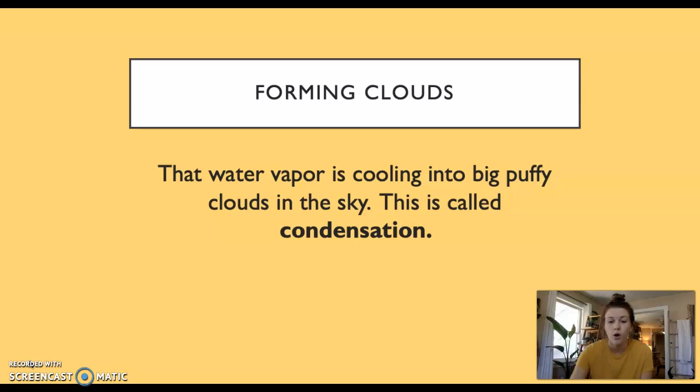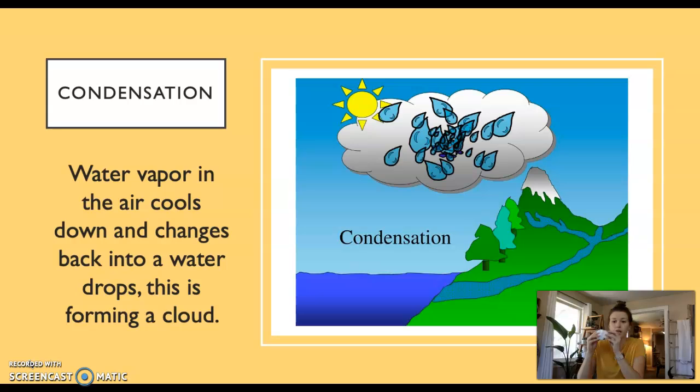And so when all that water vapor is rising up and it cools down in the air, it forms these little tiny clouds in the sky, and this is called condensation. So when these clouds are forming, the water vapor is cooling down and it changes back into little water droplets. You can see in the picture up here that it's filled with little water droplets and it's forming the cloud.